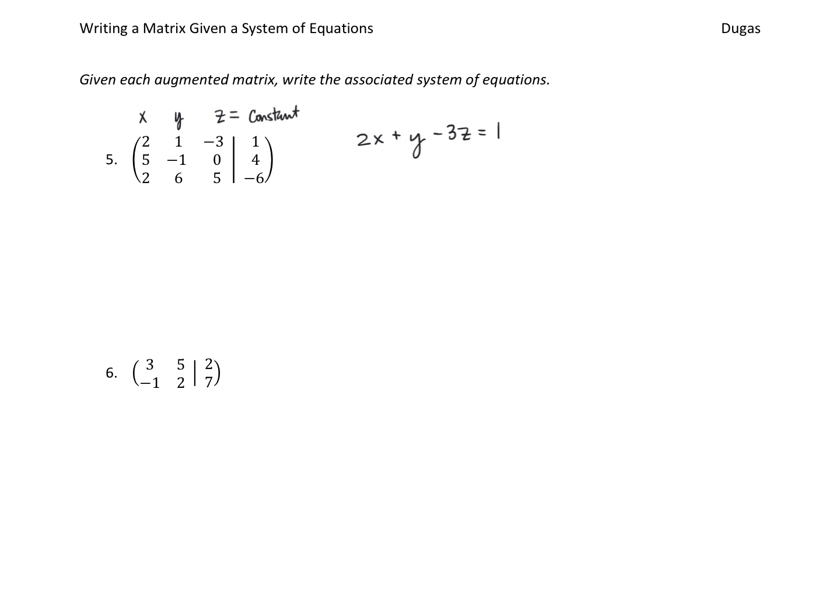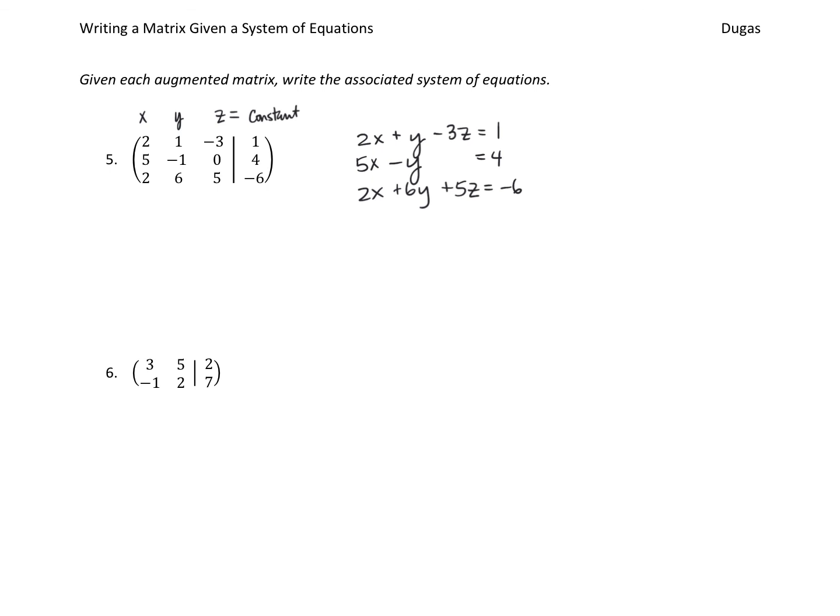All right, same thing for the second row. We have 5 first, so that'll be 5x minus 1y, so just minus y, plus 0z. That means I don't need to write the 0z, is equal to 4. So it's really just 5x minus y equals 4. And then we have 2x plus 6y plus 5z is equal to negative 6. And so that is the system of equations associated with that matrix.